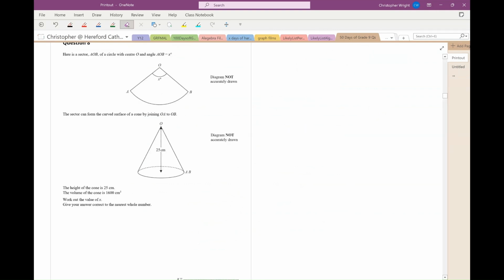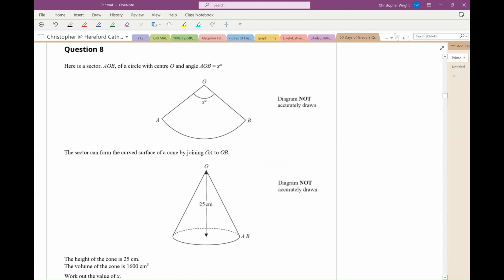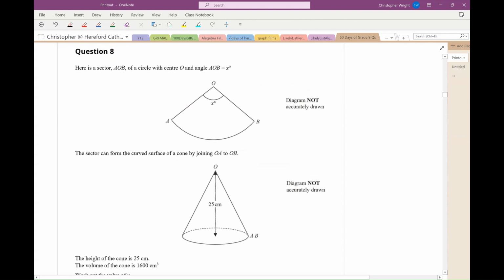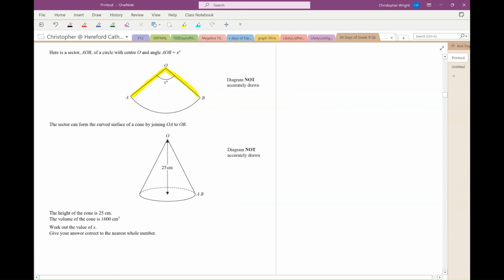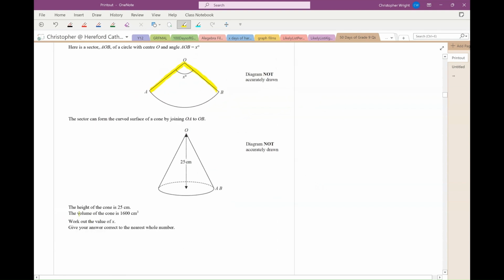Question 8. Okay, I've got the sector of a circle OAB, and O is the centre of the circle, and that's an angle of x at the top there. And this sector is curved around so that OA meets OB, and it forms the curved surface of a cone. There you go. Now I'm told the height of the cone, and I'm also told the volume of the cone. Work out the value of x.